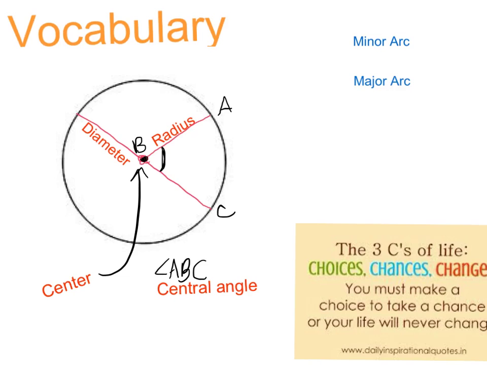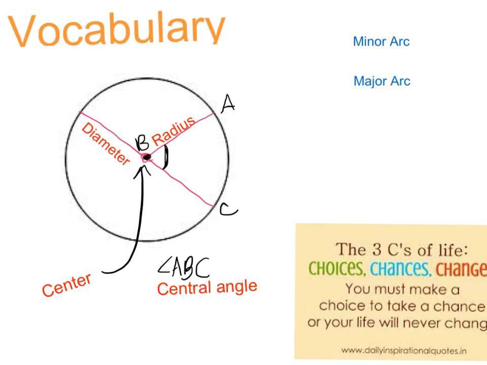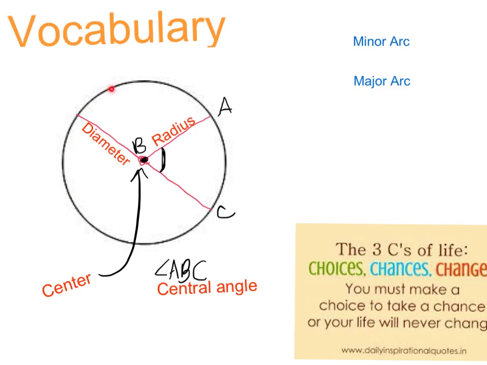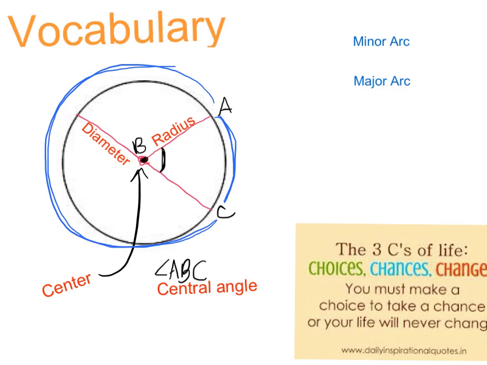Now an arc is basically the crust. The arc is like the crust of the pizza. It's the edge. So let's go ahead and talk about this. So in blue, we're going to call AC an arc. So AC is an arc. And on the flip side, AC could also be this arc out here.